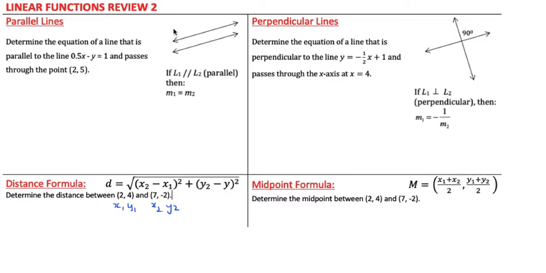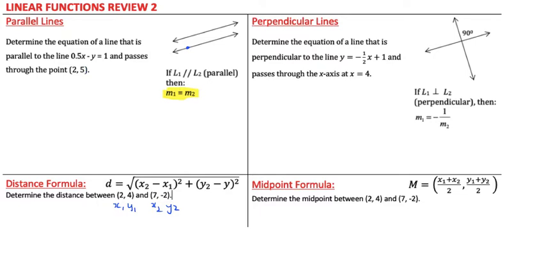So we're going to revise a little bit more about lines, and we need to revise parallel and perpendicular lines. Hopefully you remember that parallel lines will always have the same slopes. And so here in this question, we're asked for an equation of a line that runs parallel to this line, for example, and passes through this point of 2, 5.